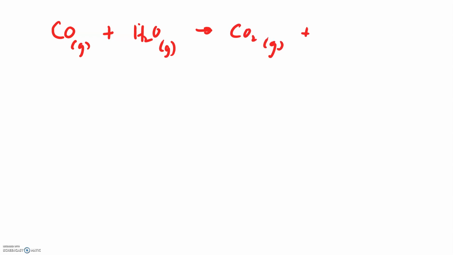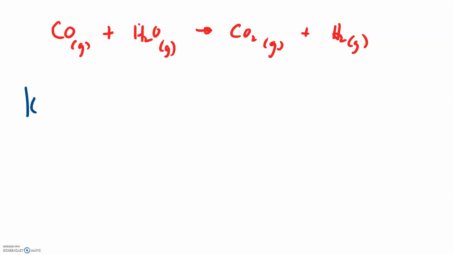All right, let's try another example. Let's say that we have carbon monoxide reacting with water vapor, all gases, to produce carbon dioxide gas and hydrogen gas. And let's write the equilibrium expression.